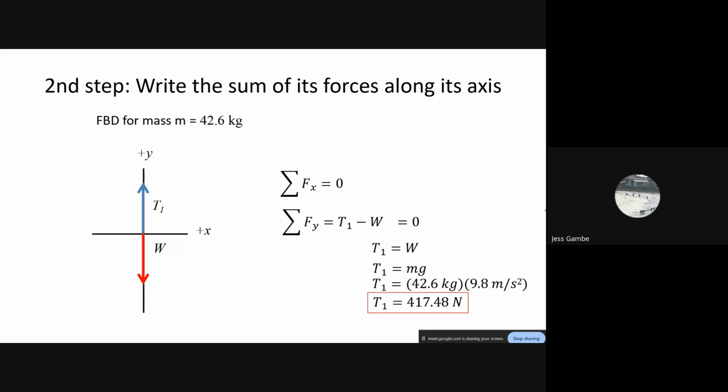So for M equal to 42.6 kilograms, the sum of forces along X is 0 using the free body diagram. Your Fy is tension 1 minus weight equal to 0, because it is static, there is no motion. So simply transposing the weight, which is just mg, your T1 can be solved as 417.48 newtons.